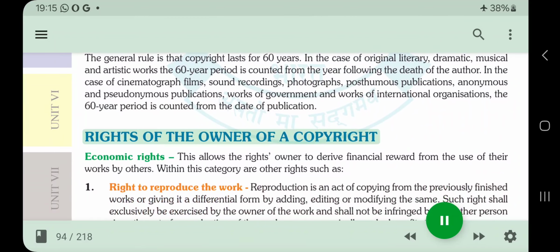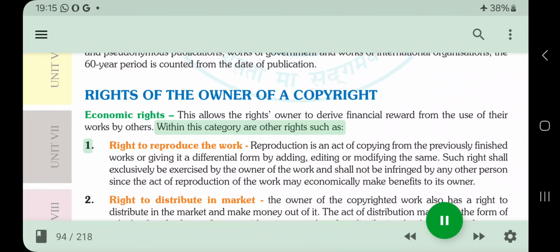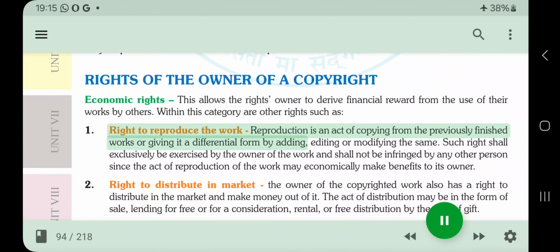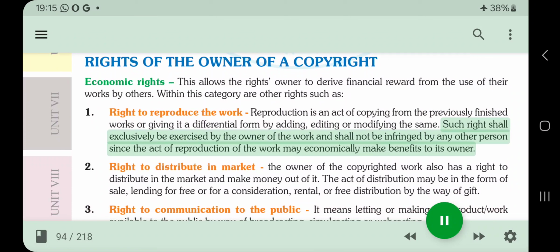Rights of the owner of a copyright. Economic rights. This allows the rights owner to derive financial reward from the use of their works by others. Within this category are other rights such as: 1. Right to reproduce the work. Reproduction is an act of copying from the previously finished works or giving it a different form by adding, editing, or modifying the same. Such right shall exclusively be exercised by the owner of the work and shall not be infringed by any other person, since the act of reproduction of the work may economically make benefits to its owner.